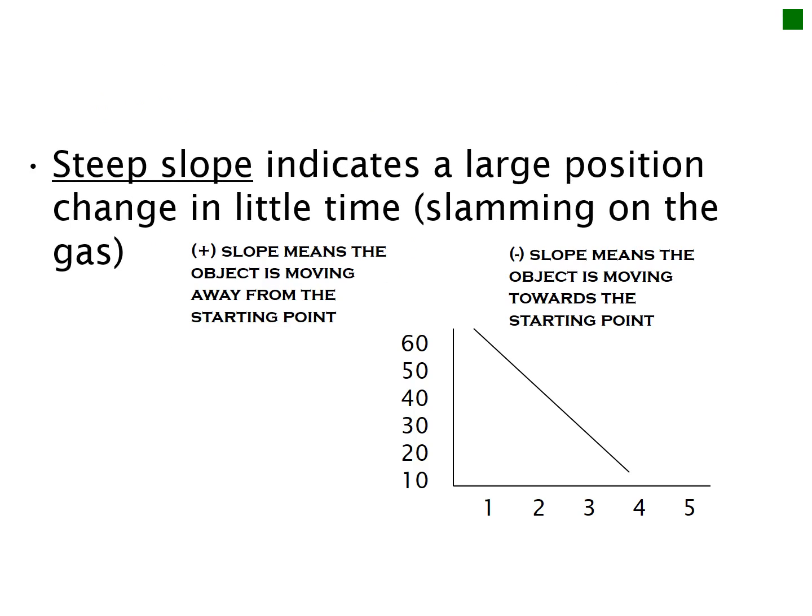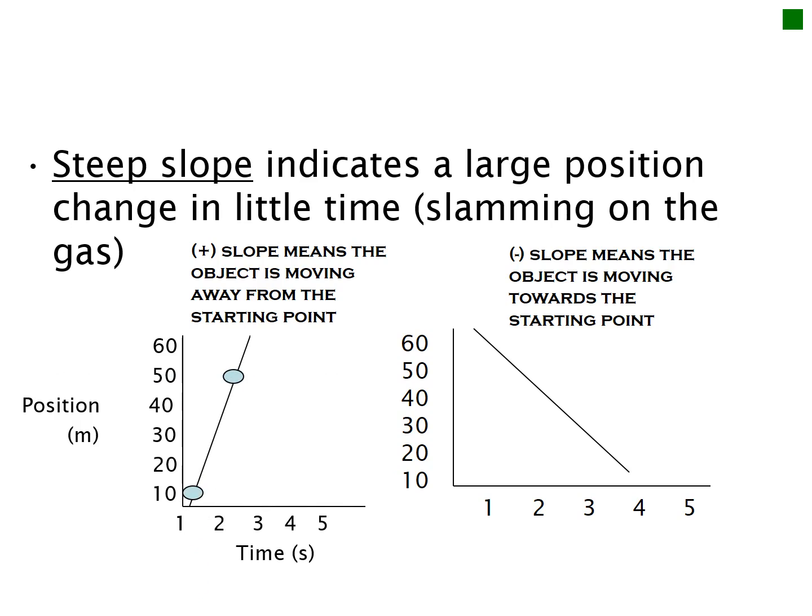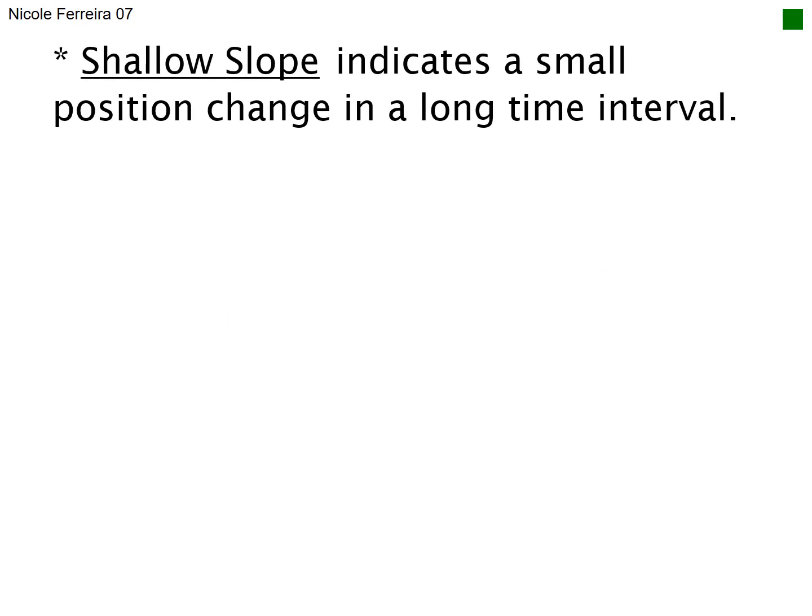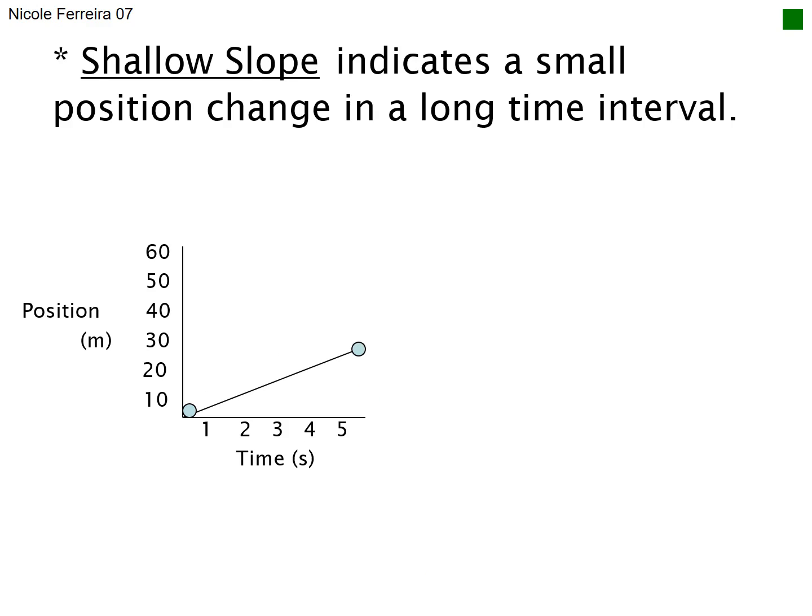Alright, so when you have a steep slope, that means you're going to have a large position change in a short time interval. Here we have a steep slope. A positive steep slope means that the object is moving away from the starting point, and a negative slope means that the object is moving towards the starting point. A shallow slope indicates a small position change over a long time interval. Here you can see that it's taking quite a few seconds to change the position.